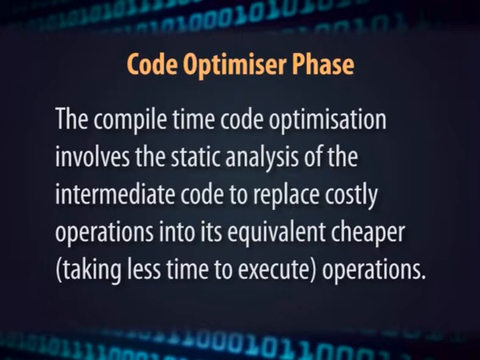The compile time code optimization involves the static analysis of the intermediate code to replace the costly operation with its equivalent cheaper operations. The meaning of cheaper operations here is that they take less time to execute and sometimes take less memory. The equivalent operations take fewer instructions as well as occupy less memory space, making the code run faster.